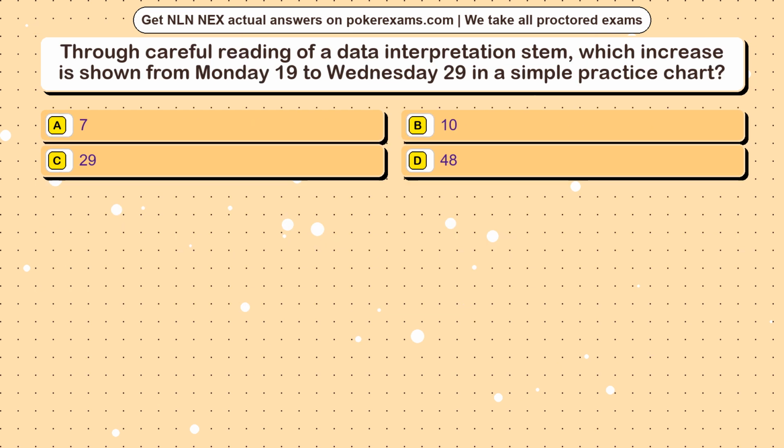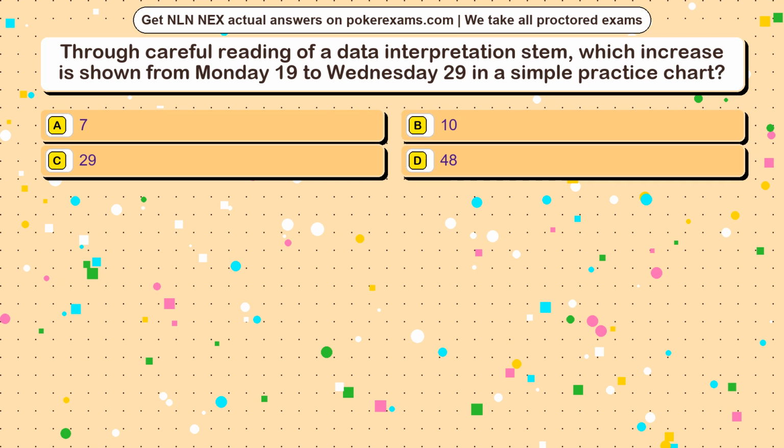Question 25. Through careful reading of a data interpretation stem, which increase is shown from Monday 19 to Wednesday 29 in a simple practice chart? Option A, 7. Option B, 10. Option C, 29. Option D, 48.